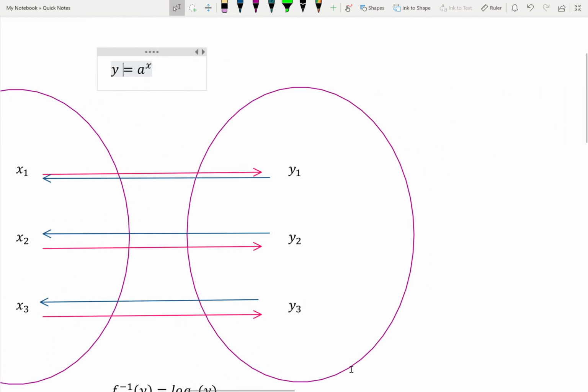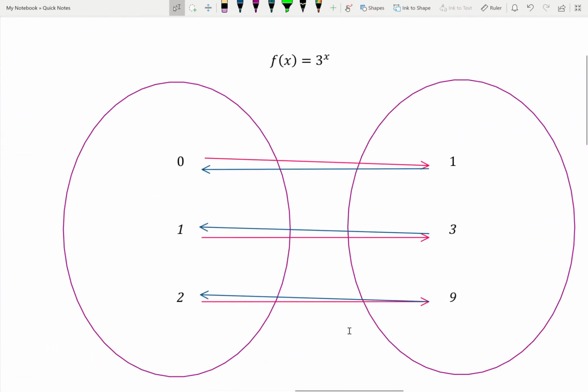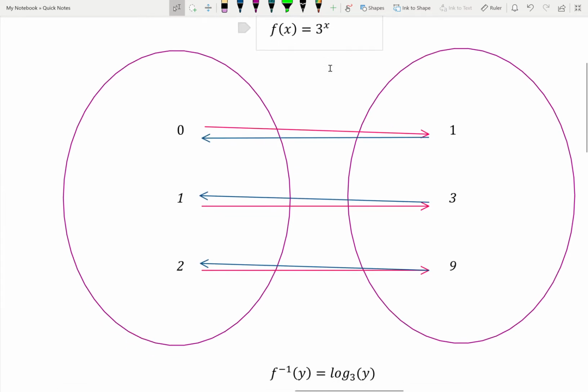So here's an example. If my exponential function here is 3 to the x, the inverse function would be log base 3 of y. Notice how my bases are both 3. They have to be the same base, okay? Or else it won't work.